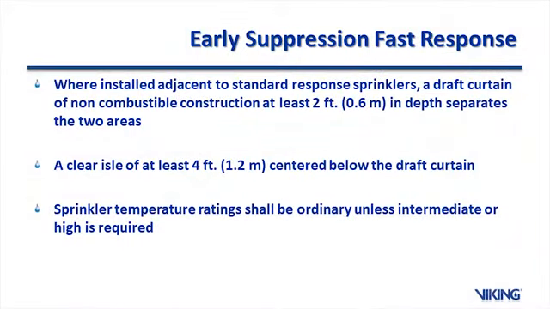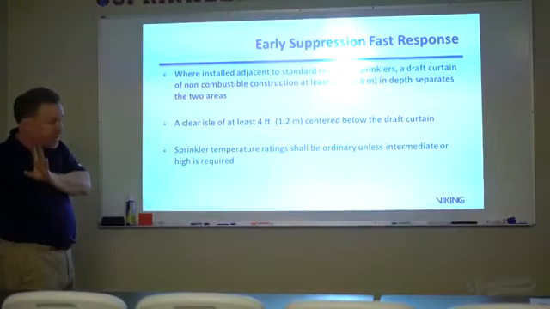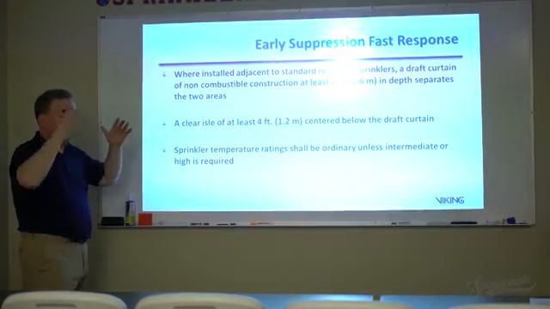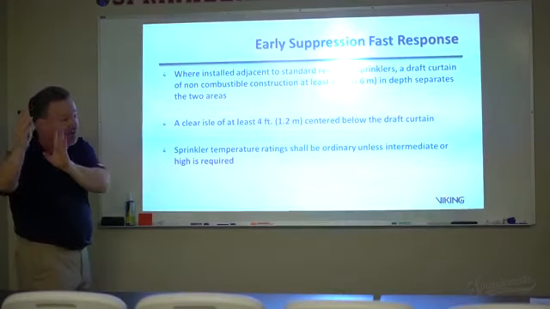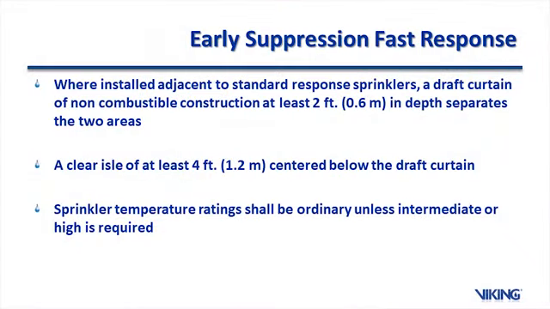Sometimes we use baffles and things like that to protect sprinklers. ESFR sprinklers are highly sensitive. You can't have them in the design area of an ESFR sprinkler, you can't have them at all. But you can have them separating design areas. Where I've got an ESFR sprinkler over here, I can put a draft curtain and then use standard occupancy hazard classification protection, or non-ESFR protection, in a different area of the building, as long as I'm separating the ESFR design area from the other design area. All right, a clear aisle of at least 4 feet centered below the draft curtain.